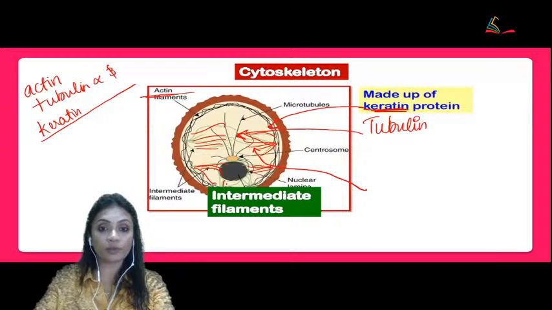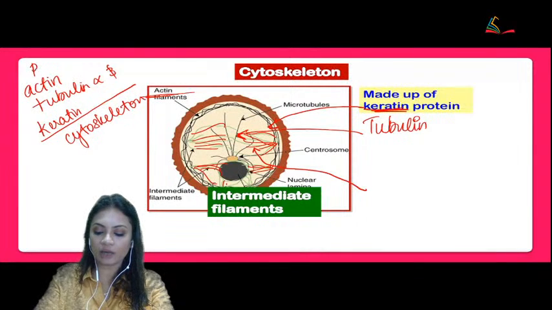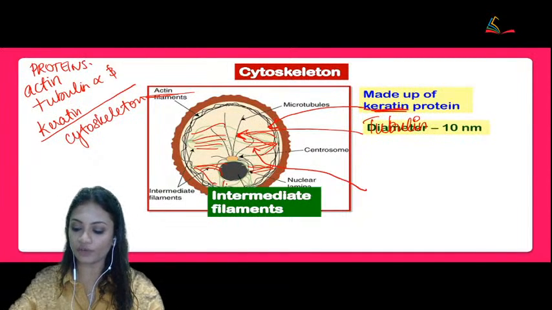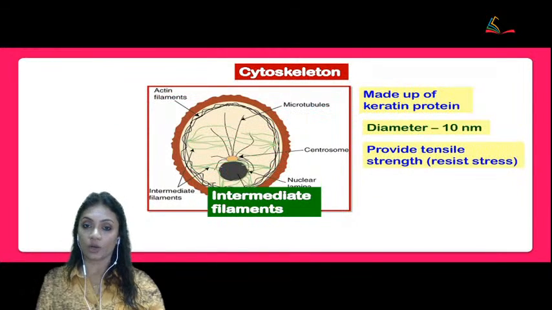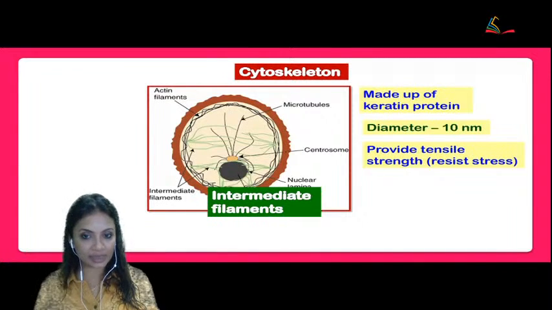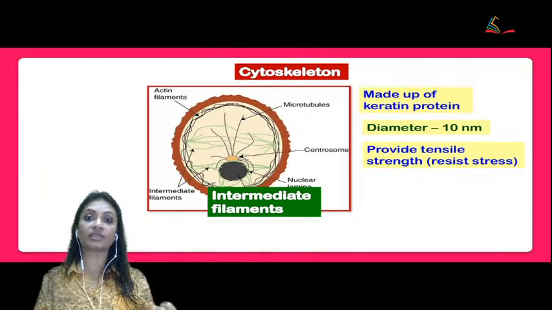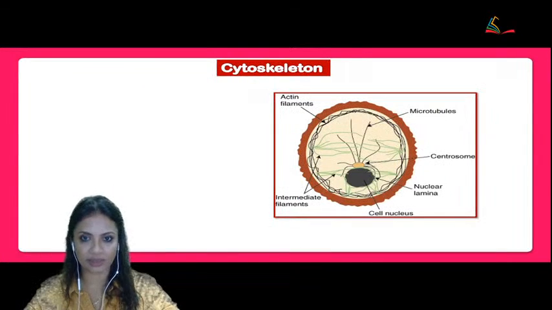What are these all contributing to? Formation of the cytoskeleton. Remember, all three are proteins. Now we see here that the diameter of these is around 10 nanometers. And what is the main function of it? It's going to be providing tensile strength. It helps the cell to resist any stress that's coming on it, any external pressure that comes on it.